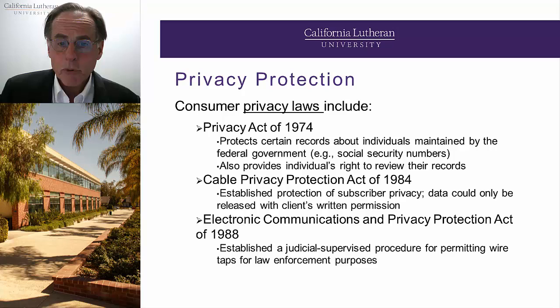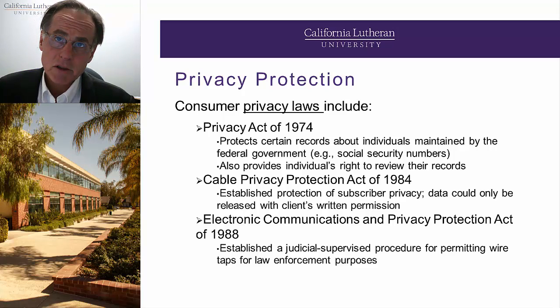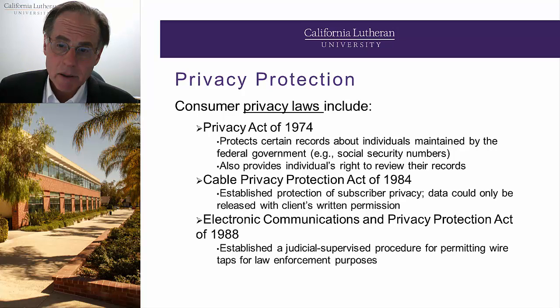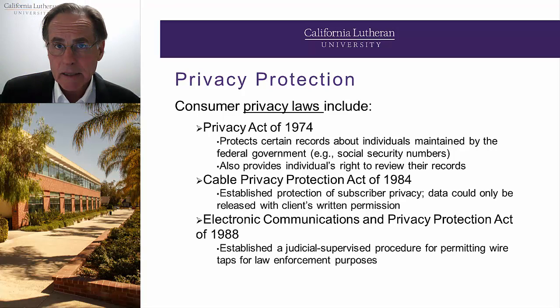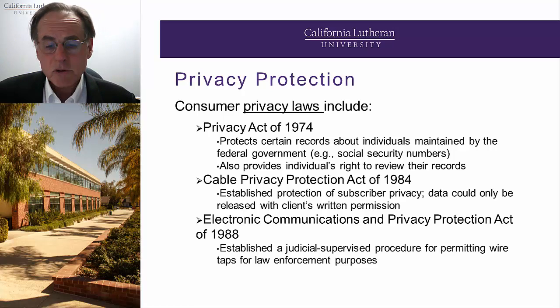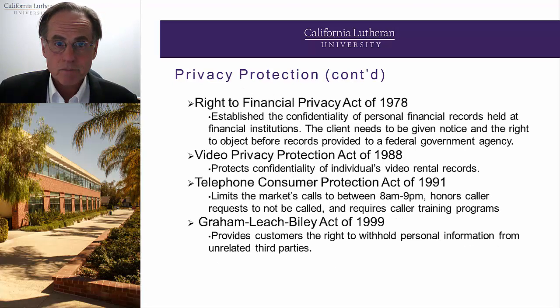The Cable Privacy Protection Act of 1984. This established protection of subscriber privacy. Data could only be released with the client's written permission. The Electronic Communications and Privacy Protection Act of 1988. This established a judicial supervised procedure for permitting wiretaps for law enforcement purposes.